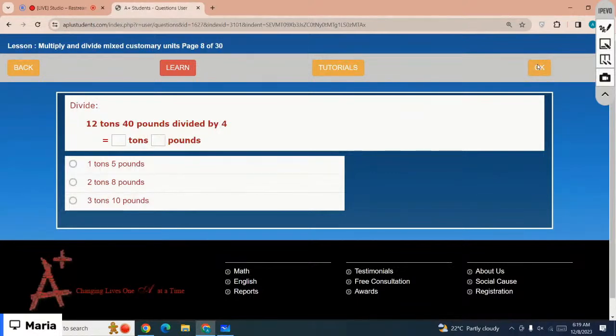12 tons, 40 pounds divided by 4, which is the correct option? You have to divide both the numbers by 4, so which is the correct option? Yes, that is 3 tons and 10 pounds is the correct option. Okay, you can complete the lesson by yourself later today. Let me just move on to the next lesson.